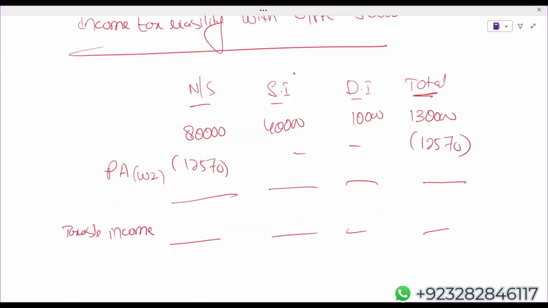$80,000 minus 12,570 is 67,430. Student total, I'm getting 1,17,430.